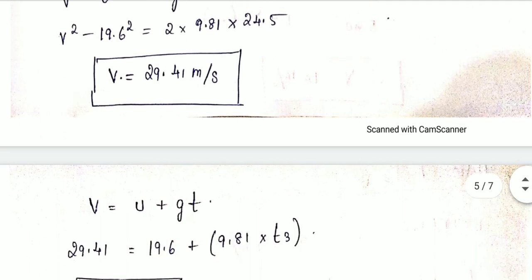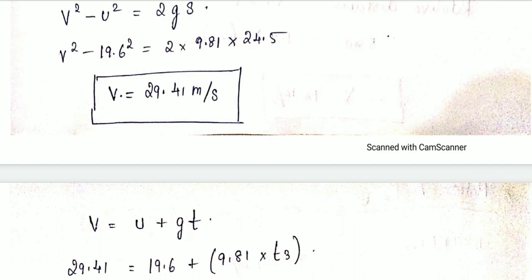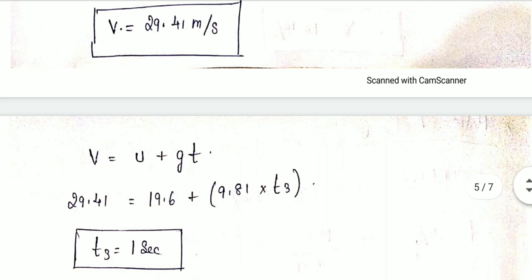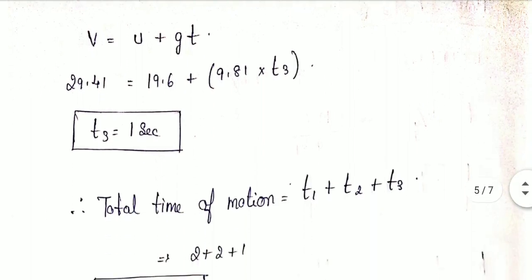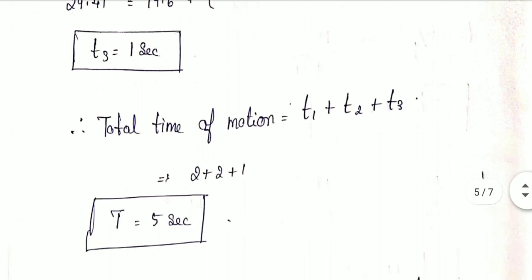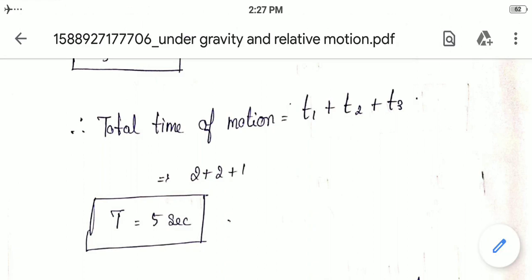And we have to calculate the time taken, that is T3. So substitute in the next equation, V is equal to U plus GT. V is a known parameter, U is a known parameter, G is 9.81 and T we can take as T3. So T3 is equal to 1 second. The total time of the motion we can take as T is equal to T1 plus T2 plus T3, so it will be equal to 2 plus 2 plus 1, which is equal to 5 seconds.